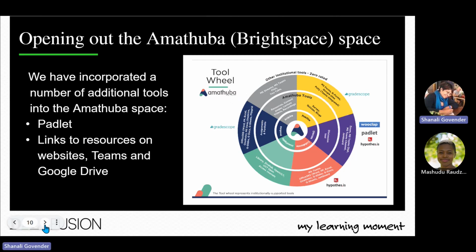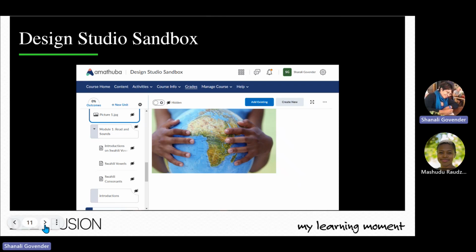One of the strategies that we used this year that we have not used previously is the idea of a Design Studio Sandbox. My colleague Mashudu suggested this, and it has proved, I think, one of the most successful parts of the Design Studio this year. So in addition to the Design Studio course site, we created a sandbox. While in the course site, all our participants are added to the site as students in student role, in the Design Studio Sandbox, they are added to the sandbox as staff.